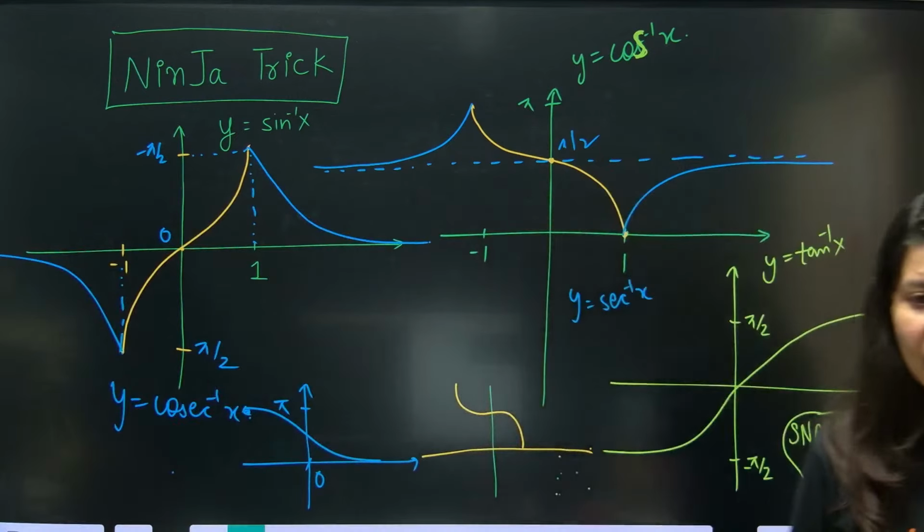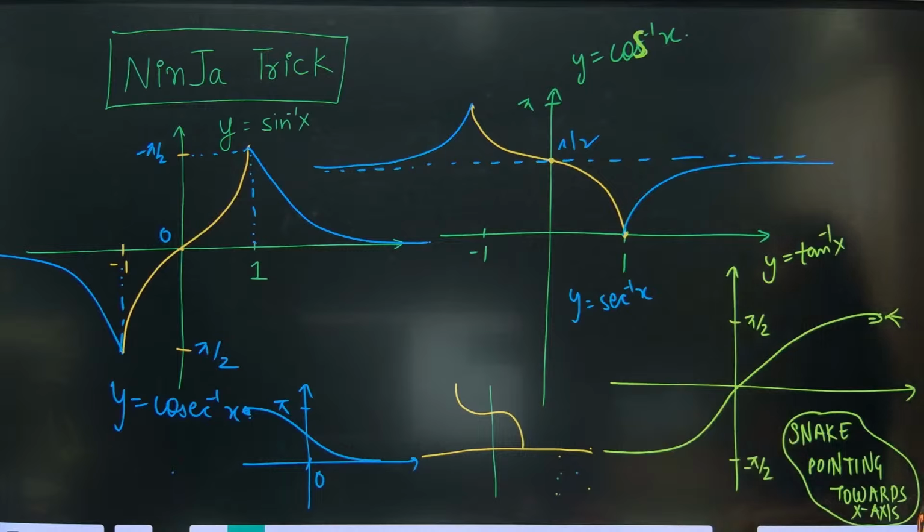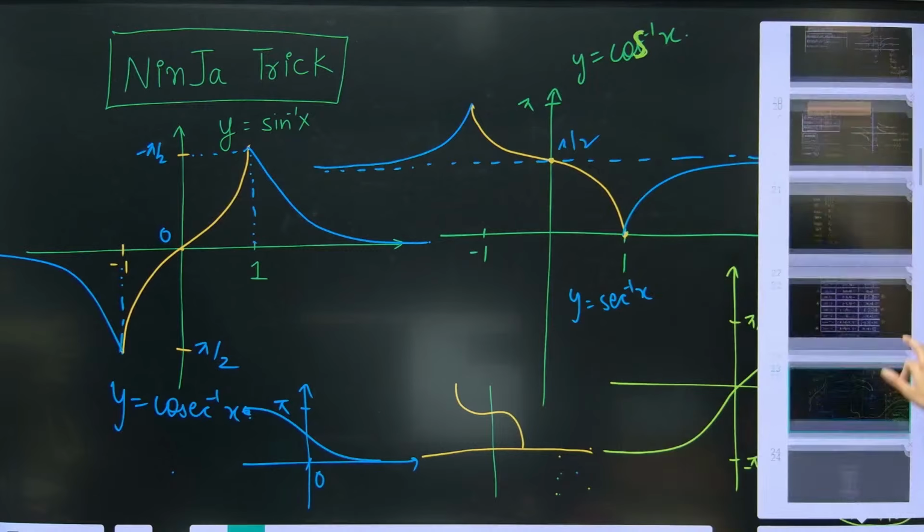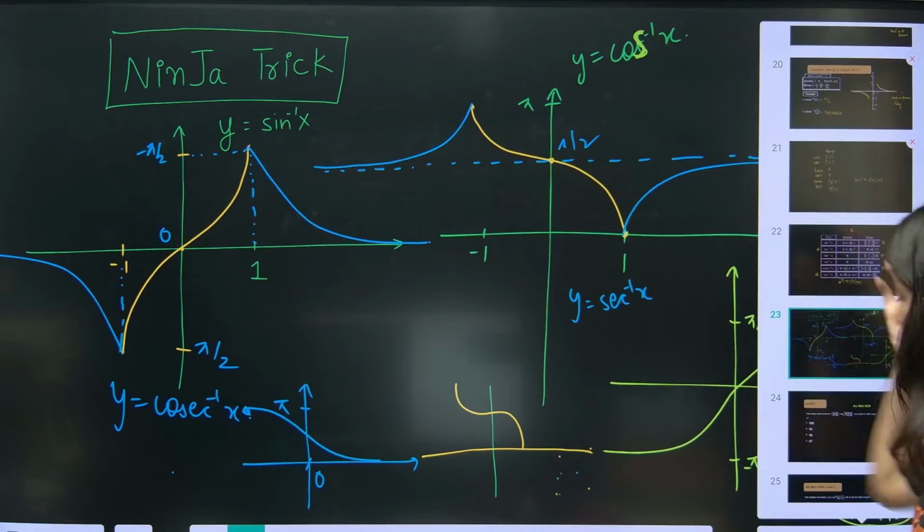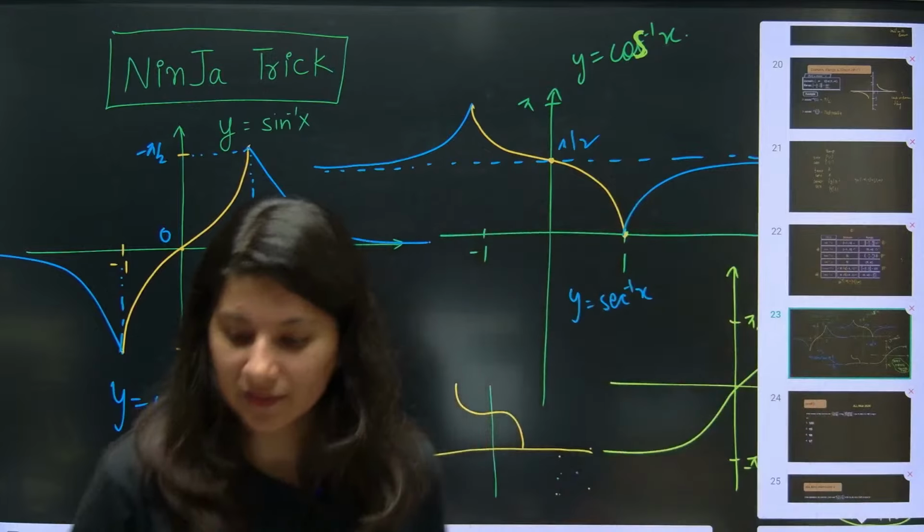Getting it? Understanding it? Tell me. All the graphs clear? Everybody? Okie dokie?